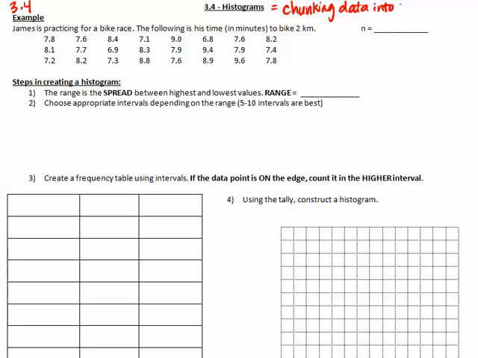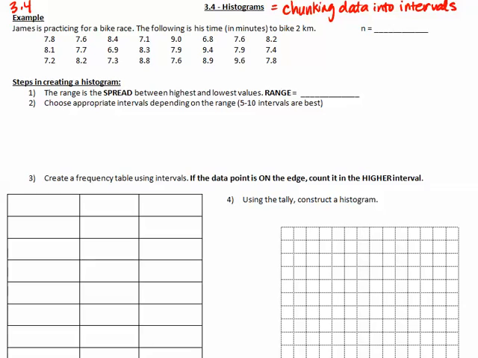Last year we looked at frequency tables and we looked at stem and leaf plots, and this is basically an extension of stem and leaf plots or frequency tables. So here's the example. James is practicing for a bike race. The following is his time in minutes to bike 2 kilometers. And so we have a bunch of data points. It was all converted into decimal rather than using seconds. Might be easier just to use decimals anyway.